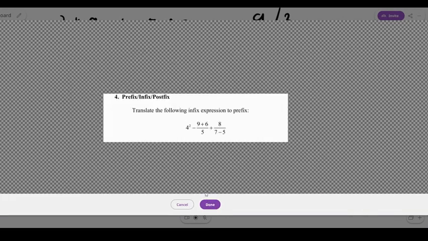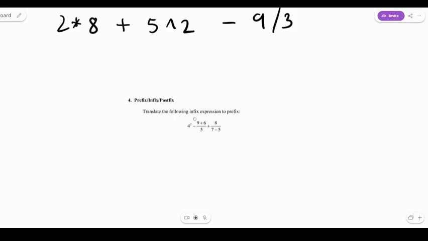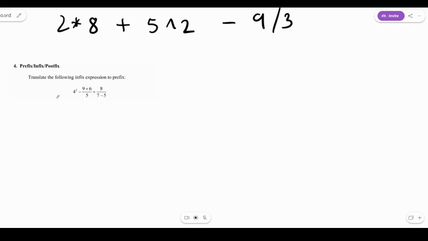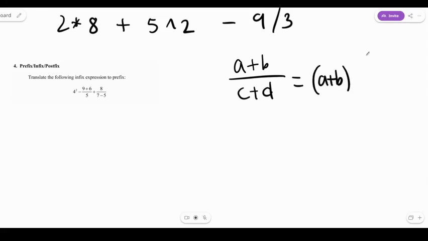So now let's do a slightly harder problem. This one involves fractions. The special thing about fractions is that whatever you have on the fraction will automatically be grouped together. So if you wanted to convert this into normal notation, this would be infix. But note that you have to put parentheses to group a plus b and c plus d.